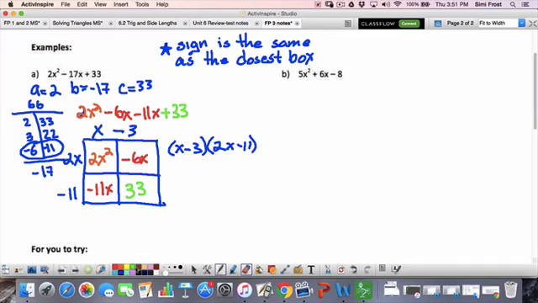I think that factoring is so fun for some reason. I hope you guys enjoy it also, but it's like little puzzles to me.